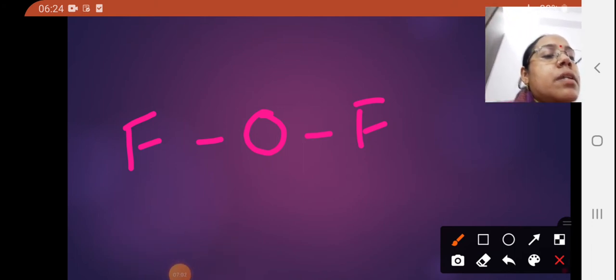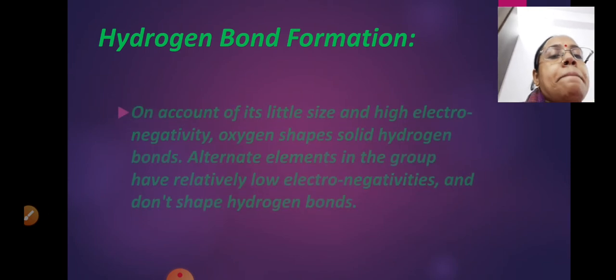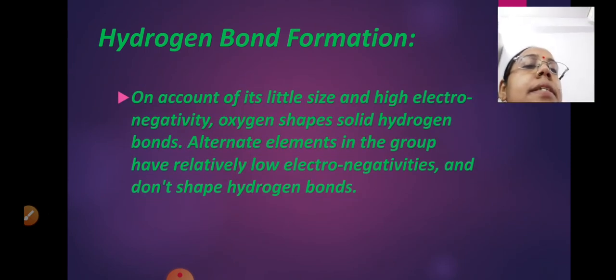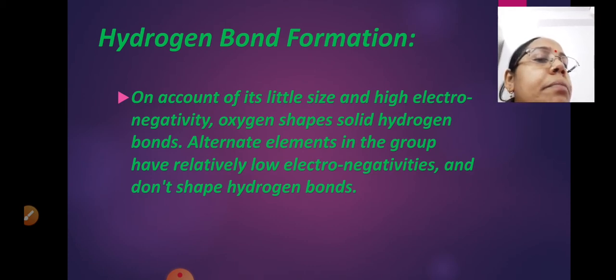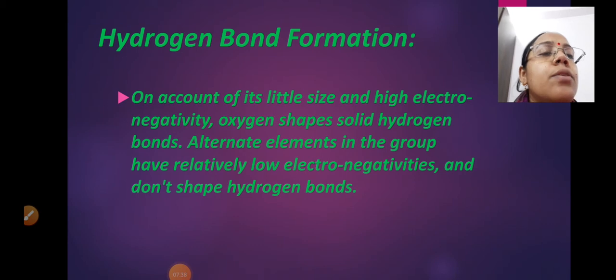Okay, now let us see the other point, hydrogen bond formation. On account of its small size and high electronegativity, oxygen forms strong hydrogen bonds. Other elements in the group have relatively low electronegativities and don't form hydrogen bonds. Since oxygen has small size and high electronegativity, and its atomic number is only 8, its size is very small because it has only 2 shells.